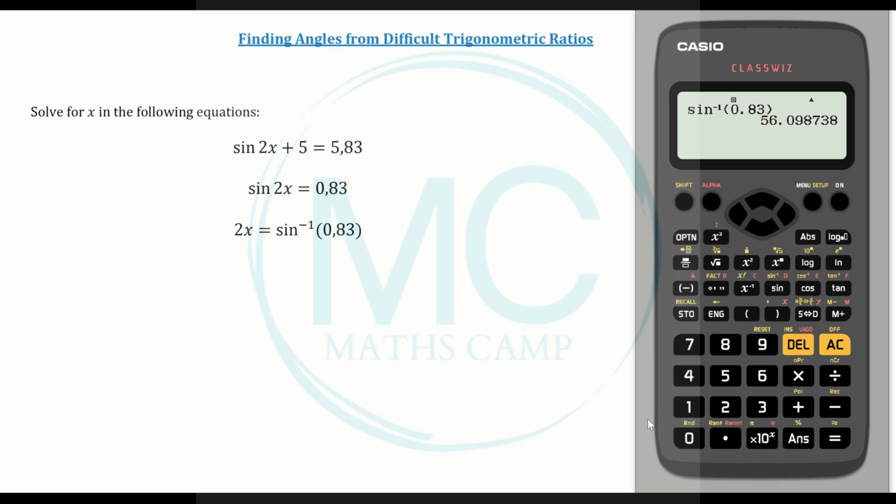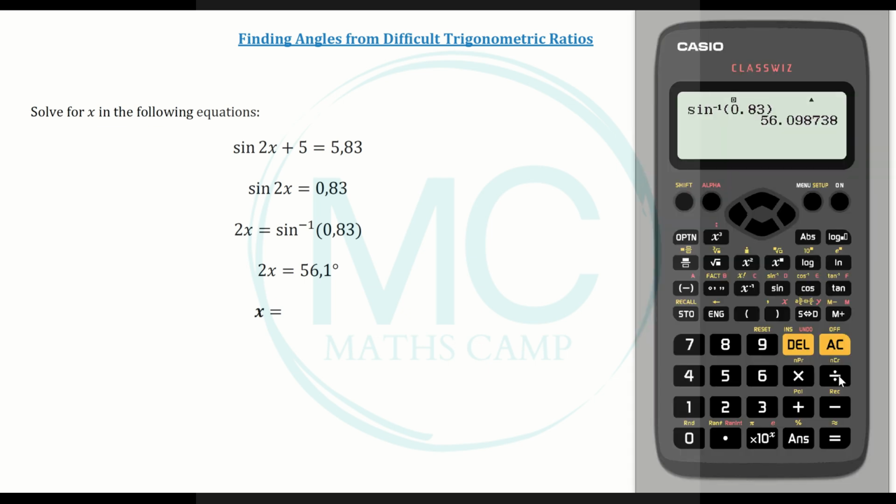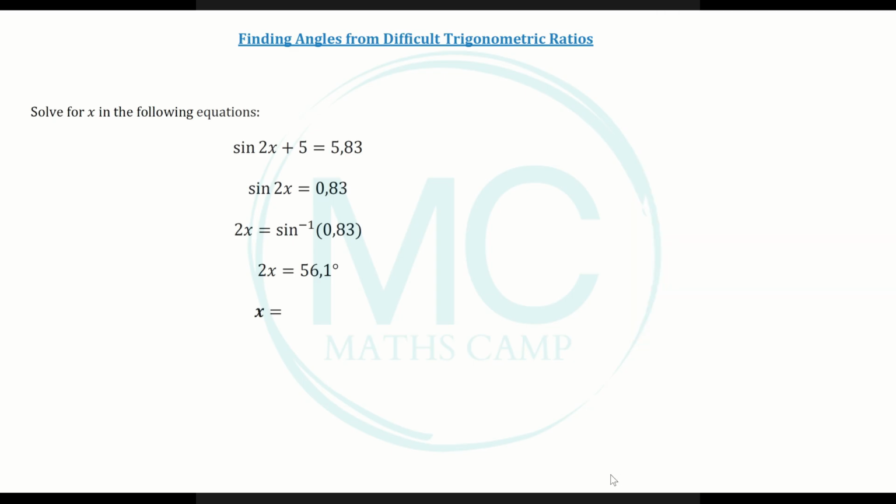56,098 degrees. So we can make a note of this, and we can say 2x is equal to, let's round our angle to 2 decimal places, and we get 56,1 degrees. Now, this is the value for 2x, but we just want x, so we still need to divide both sides by 2. x is equal to, now we can take our calculator, and we can take our answer, divide by 2, and we get 28,049 degrees, round off to 2 decimal places, and we get 28,05 degrees. This is our value for x.